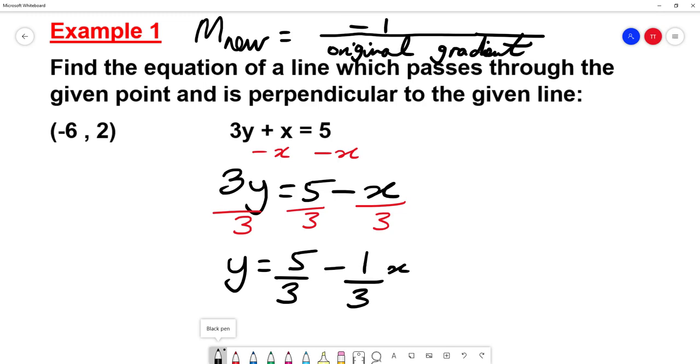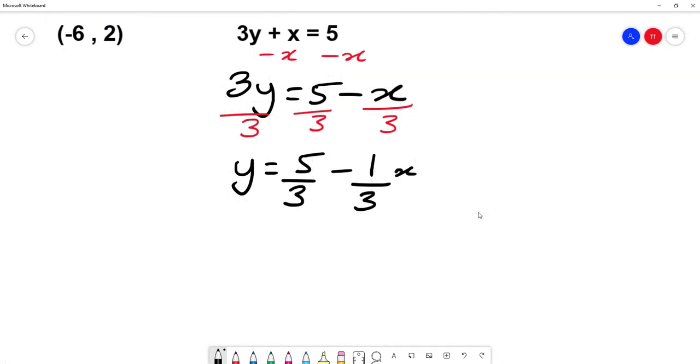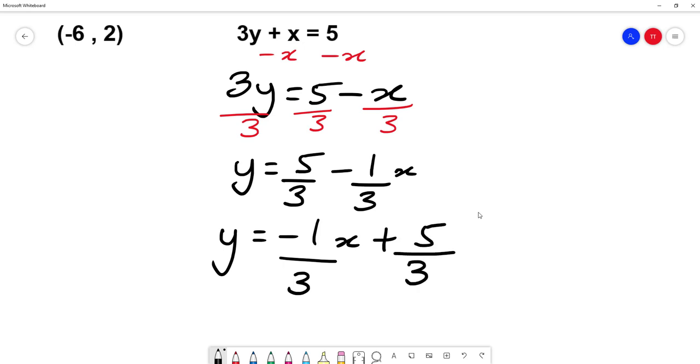Now, because we want it in the form y = mx + c, I'm going to rewrite that as y = -1/3 x + 5/3. So now we've got our original equation in the form y = -1/3 x + 5/3. So now we can say that the gradient of the original equation is minus a third.